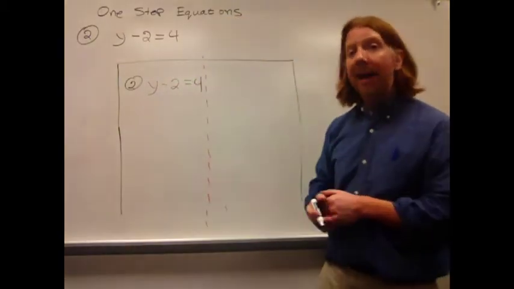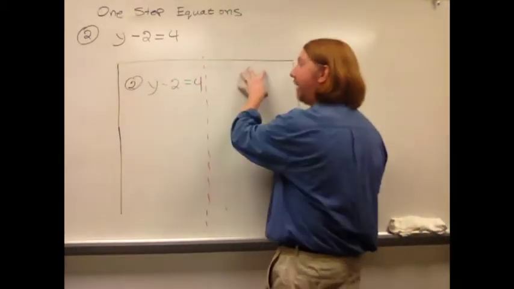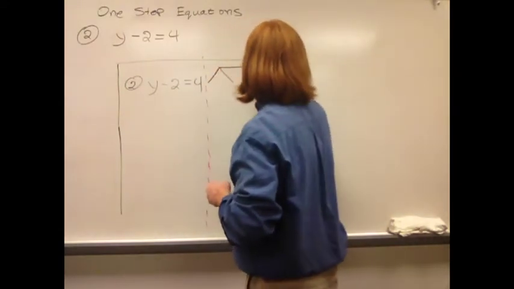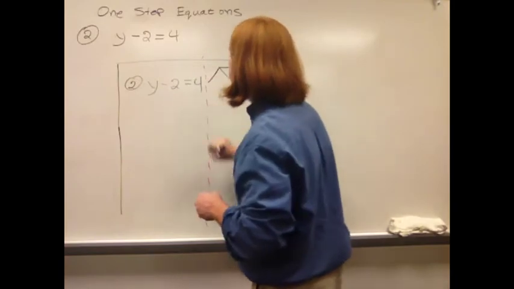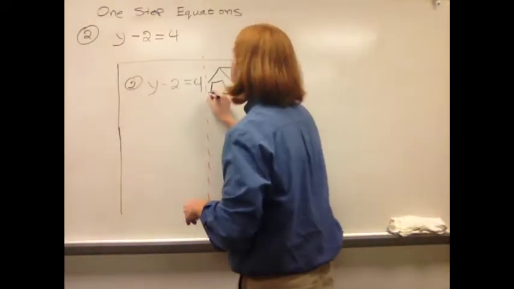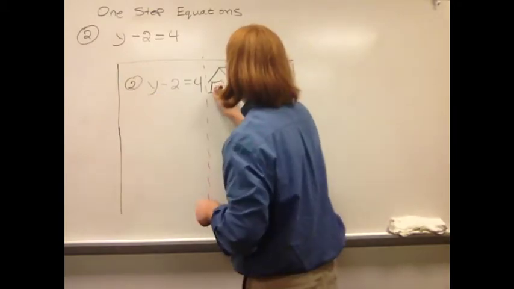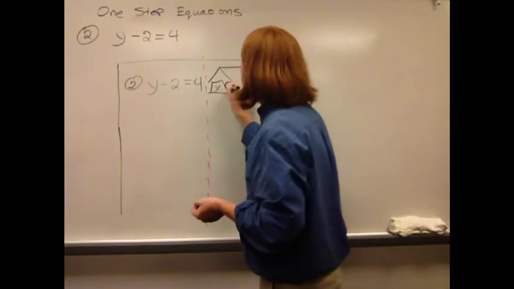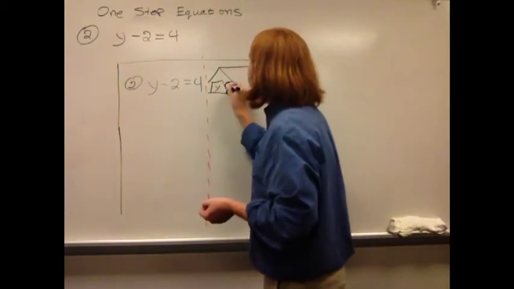Now I'm going to draw my balance. So right here on my page, right next to that, I'm going to draw my picture that represents what this problem is asking me about. So on the left side of the balance, I'm going to draw a box to represent y. Now it says minus 2. So I want to put two circles with minuses in them.